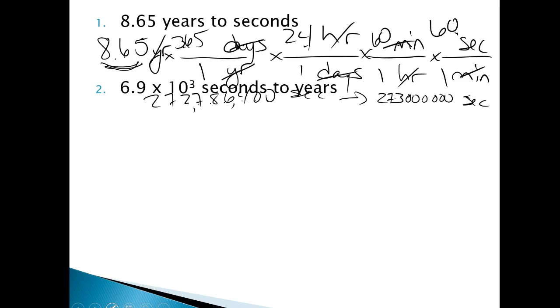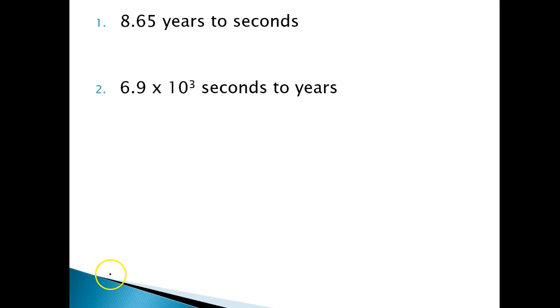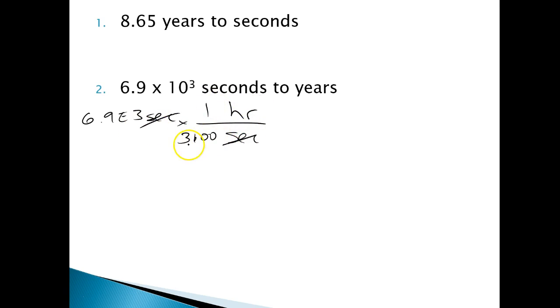All right, so now I'm going to erase what I've got on the slide. We're going to try this one, okay? Starting with seconds this time. So 6.9 e to the third seconds to start with. I'll put seconds on the bottom in the denominator to cancel out, and something that I want in the numerator. Well, I'm going to go straight to hours, because I know 1 hour is 3,600 seconds. Seconds cancels out. Hours goes in the denominator to cancel out.